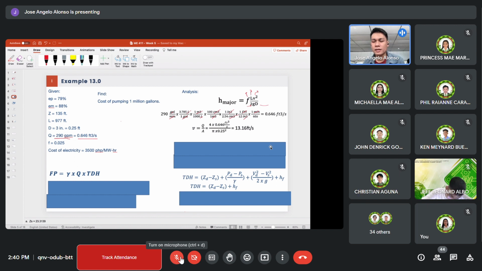Oh, sorry. Velocity pala, again, sorry, napag-move forward na. Is equivalent to volumetric flow rate divided by area ng pipe natin. Ang area ng pipe natin is pi d squared over 4, wherein the diameter is 0.25. And it will give you 13.16 feet per second.